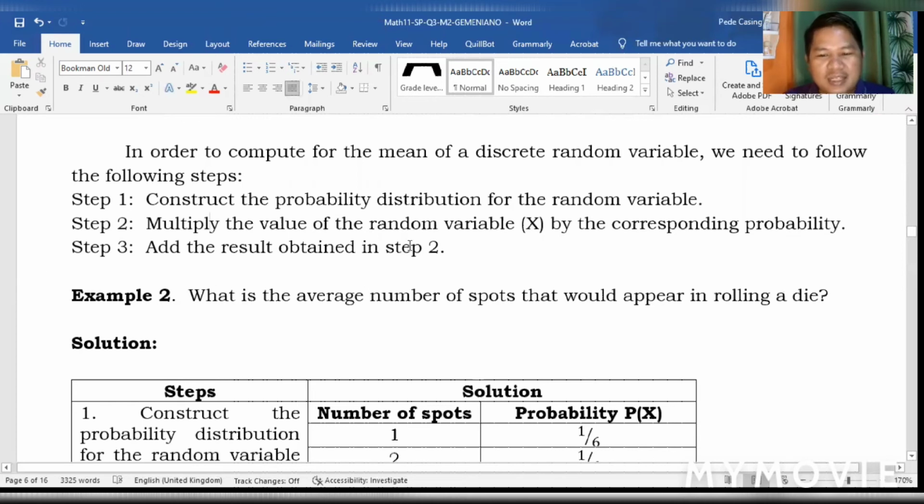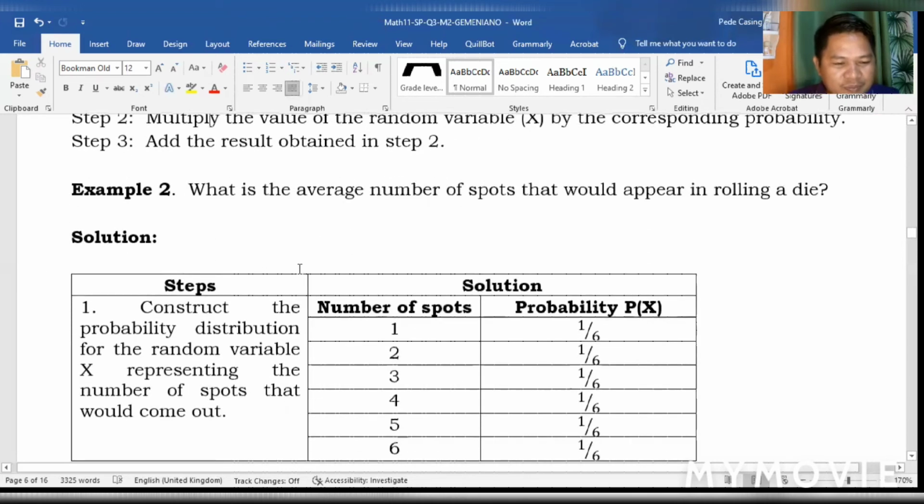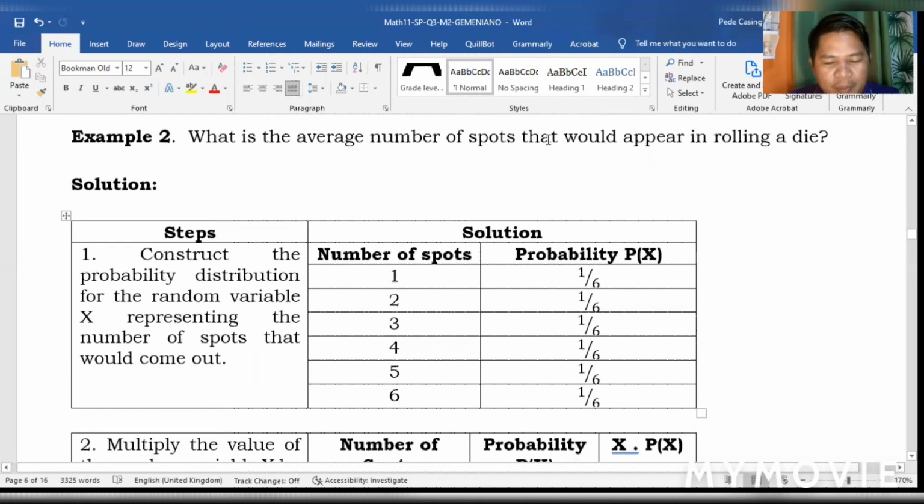Okay, let's now proceed to example number 2. What is the average number of spots that would appear in rolling a die? So we have here, again in a die, how many spots? There are 6, di ba? Yung dice, pag marami na dice na kasi yun. So we have 1 spot, meron siyang nakadatid doon. 2, 3, mayroong 4 spots, 5, and 6.